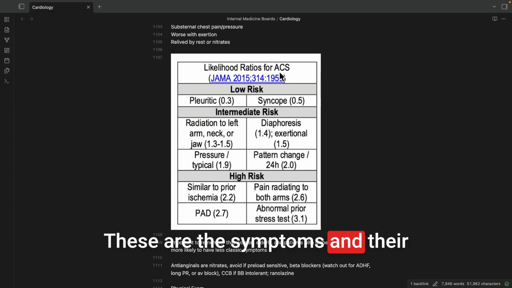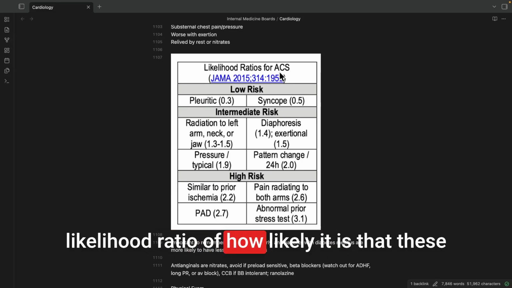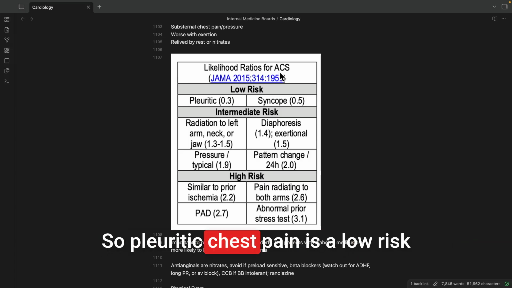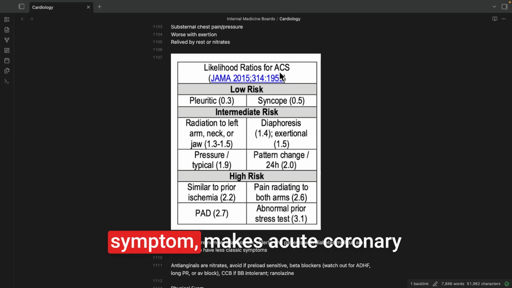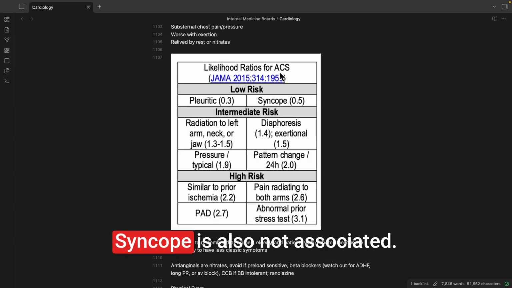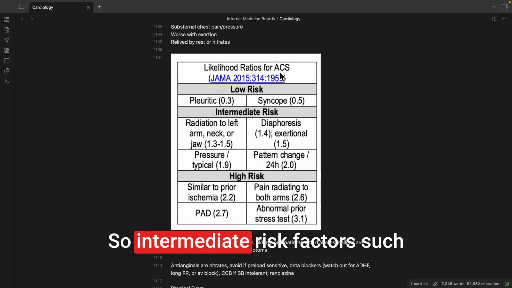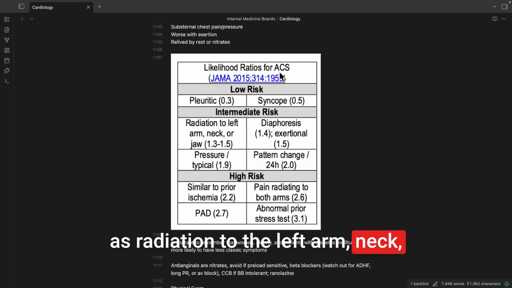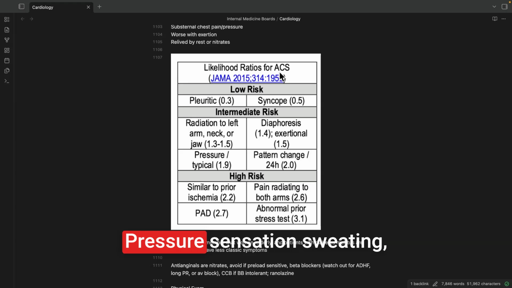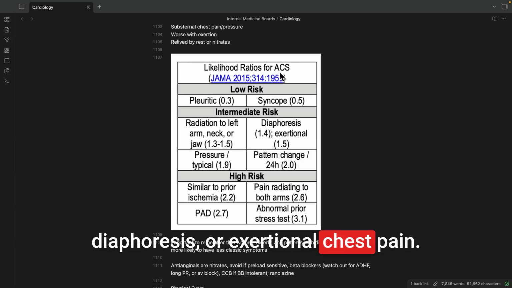These are the symptoms and their likelihood ratio of how likely it is that these symptoms are evident of these conditions. So pleuritic chest pain is a low risk symptom, makes acute coronary syndrome or stable angina less likely. Syncope is also not associated. So intermediate risk factors such as radiation to the left arm, neck, or jaw make it more likely. Pressure sensation, sweating, diaphoresis, or exertional chest pain.